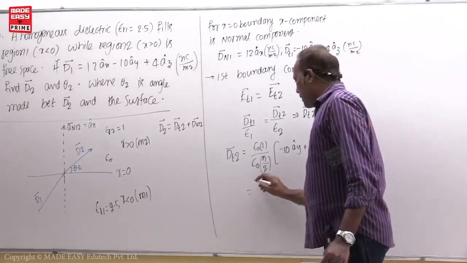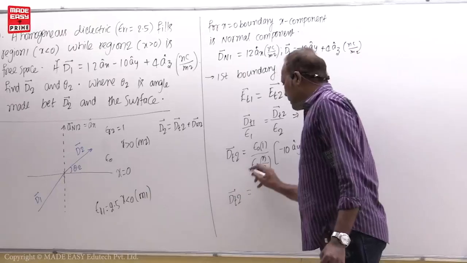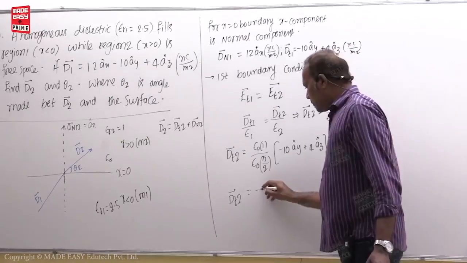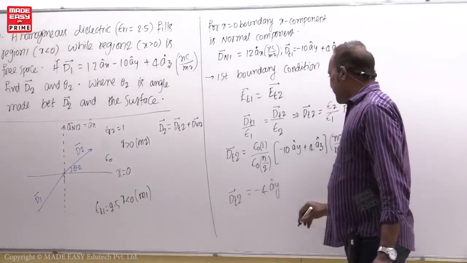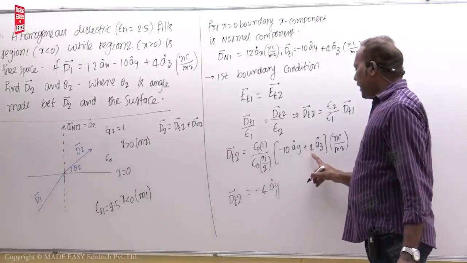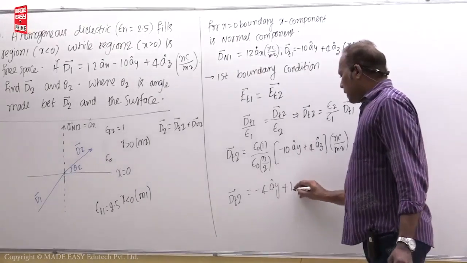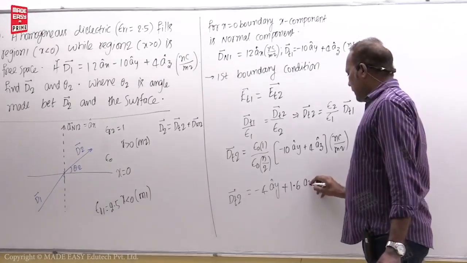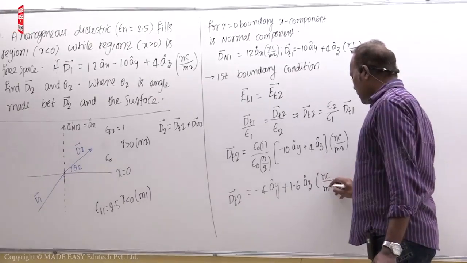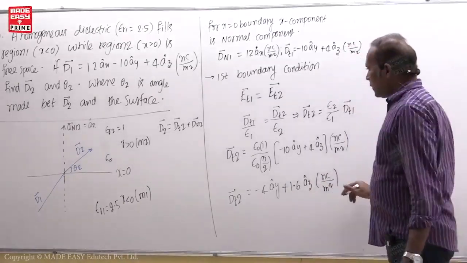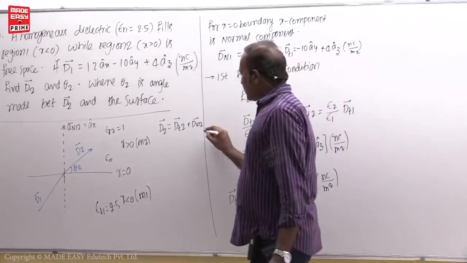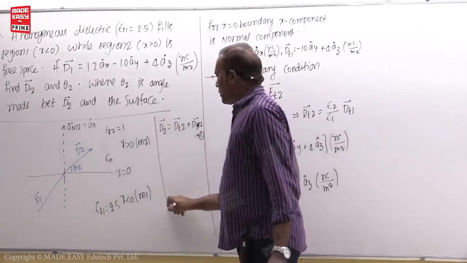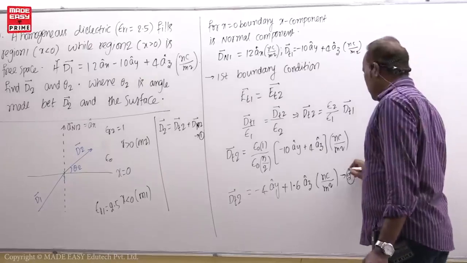So 2 by 5, epsilon naught cancels. So Dt2 is equal to 2 by 5 times minus 10 ay, which is minus 4 ay. Then 2 into 4 is 8, 8 by 5 is 1.6 az nano coulomb per meter square. So let us say this is equation number 1. Now let us say this is equation number 2.